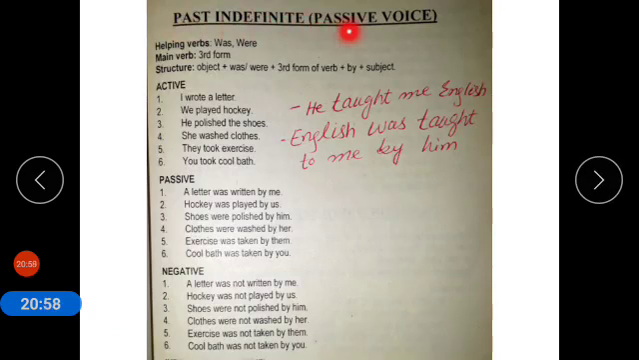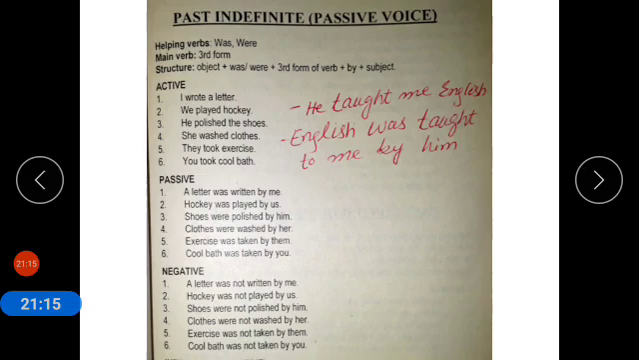Now coming to past indefinite of passive voice. Helping verbs are was and were, with the third form of verb. The structure of passive voice is object, was/were, third form of verb, use of by, and then subject. Active sentence is: I wrote a letter.